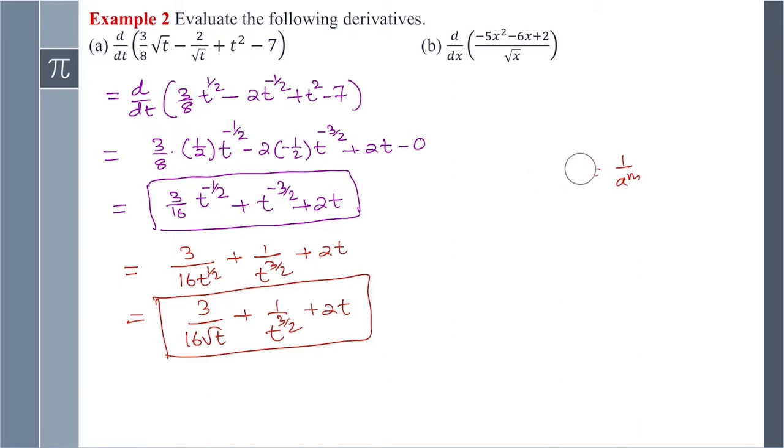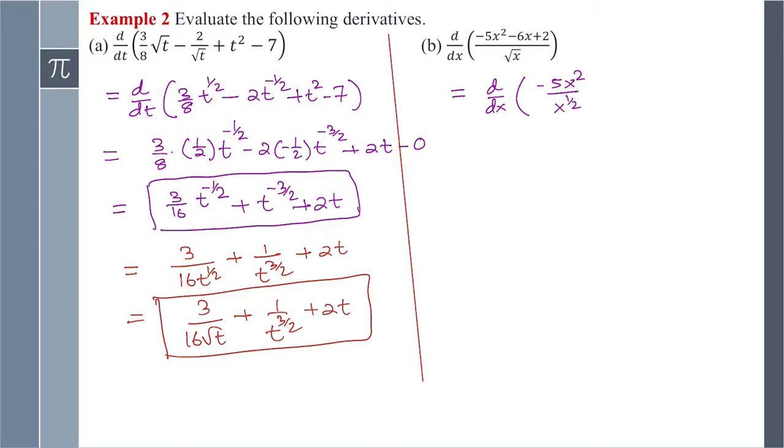Now let's look at the next example. Okay, so in this next example, first what we are going to do is we will distribute that common denominator among the terms. So what we are going to do is we will write minus 5x squared over square root of x, which means x to the 1 half. Okay, then minus 6x over x to the 1 half plus 2 over x to the 1 half.